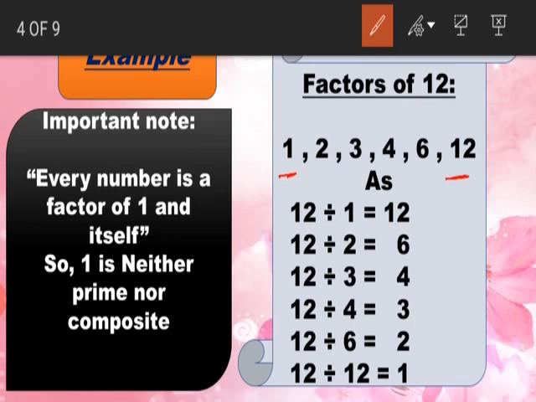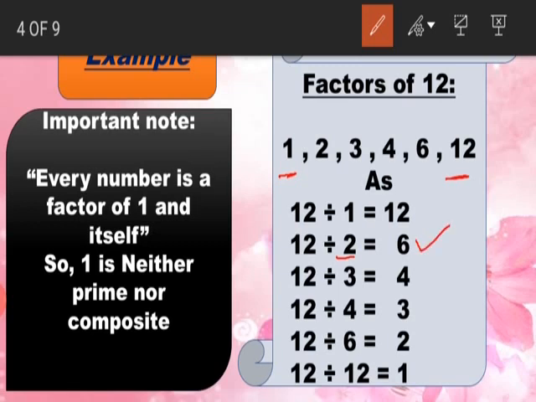After 1, what is the least number? Because we will start from the least number. The least number is 2. And we have to look at whether 12 is a multiple of 2. Yes, 12 is a multiple of 2. 2 6s are 12. So 12 is a multiple of 2. So we can say that 2 is a factor of 12. Clear?